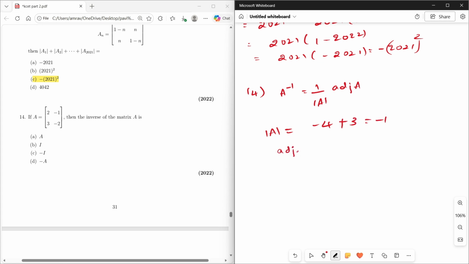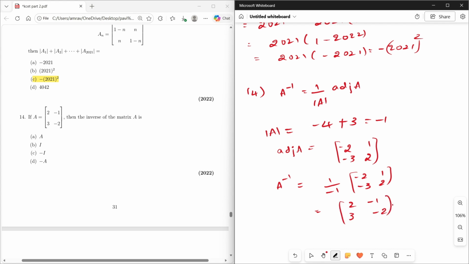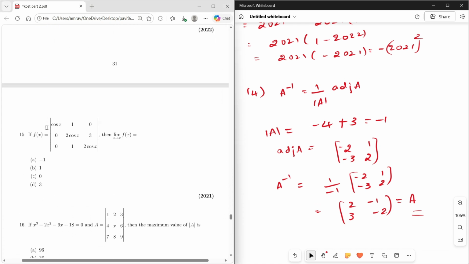Now how do you find adjoint A? Just interchange the diagonal elements, minus 2 and 2, and change the sign of 1 and minus 3. The given matrix A is 2, minus 1 and 3, minus 2. So now A inverse is equal to 1 by minus 1 into adjoint A, which is minus 2, 1, minus 3 and 2. Now multiply the negative sign inside, you get 2, minus 1, 3, minus 2. So A inverse is 2, minus 1 and 3, minus 2. This is nothing but the given matrix A. So you're obtaining A inverse as A. Which is the right option? Option A is the correct answer. So A inverse is equal to A.